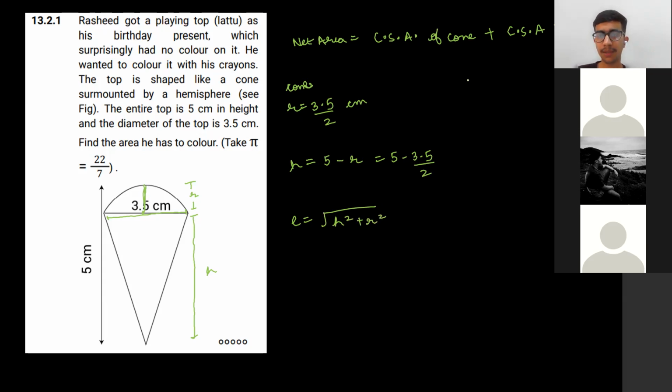Now going on to the hemisphere. For the hemisphere, we only need the radius and we also have it. So r is equal to 3.5 by 2. Just calculate the net area by putting in the values. So pi r L plus 2 pi r square. That's it.